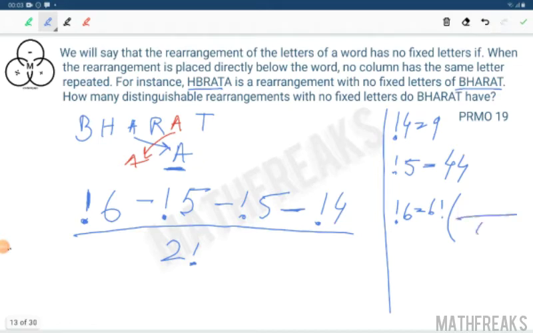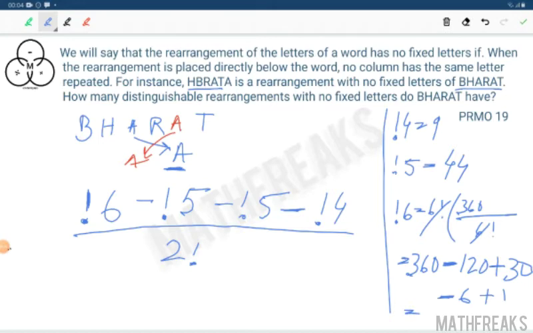I'm doing it for fast calculation. 6 factorial is 720, then 360, 360 minus 720 divided by 6, that is 120. This divided by 4 will give us 30. This divided by 5 will give us 6, and this divided by 6 will give us 1. So 360, 240, 240 plus 30, 270 minus 5, 265.